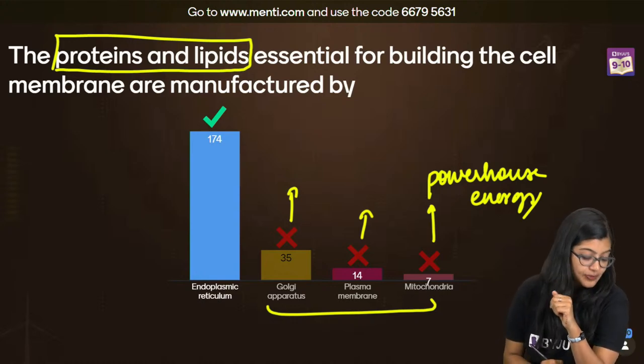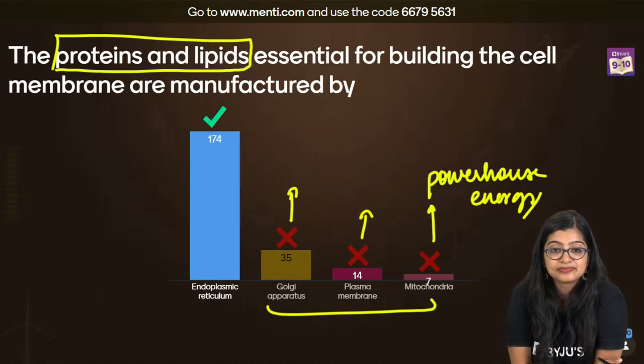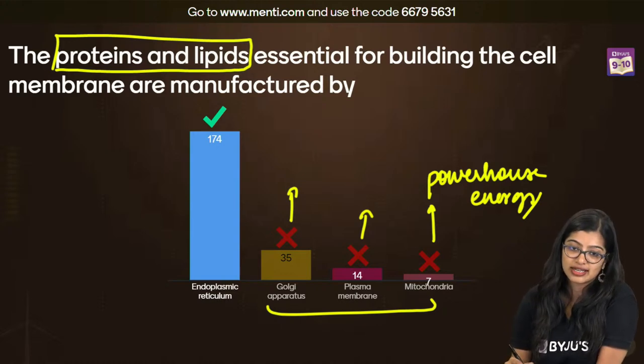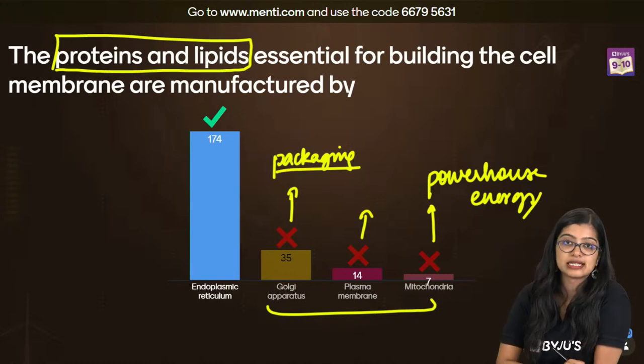Now all of you tell me this. What is the function of Golgi apparatus? Golgi is transport, packaging. Yes, exactly. Packers and movers. Yes, Golgi is our postman, right? So we see that this is mainly there for packaging of substances, right?